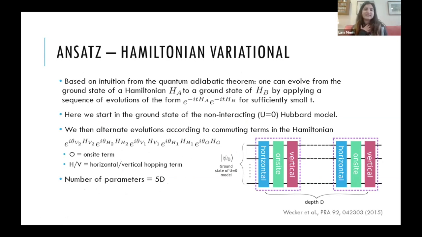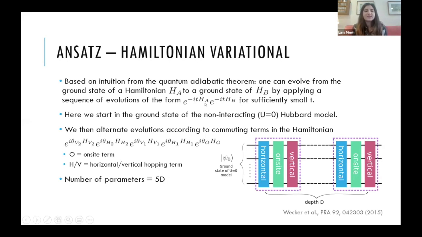The next thing we need is an ansatz. We started with the Hamiltonian variational ansatz because it's been around for a couple of years and it's been shown to work well with the Hubbard model. This ansatz is based on intuition from the quantum adiabatic theorem, which states that you can evolve from the ground state of a Hamiltonian HA to a ground state of another Hamiltonian HB by applying evolutions of this form for a small t.